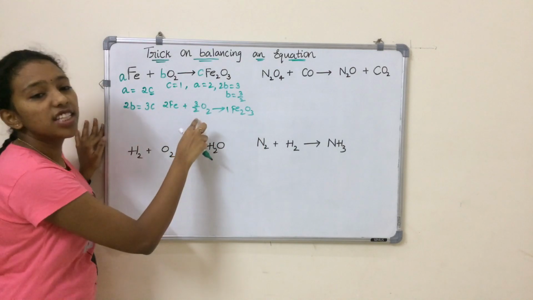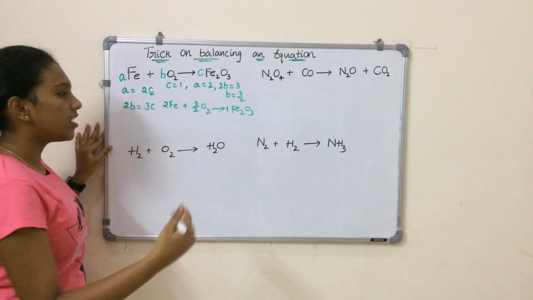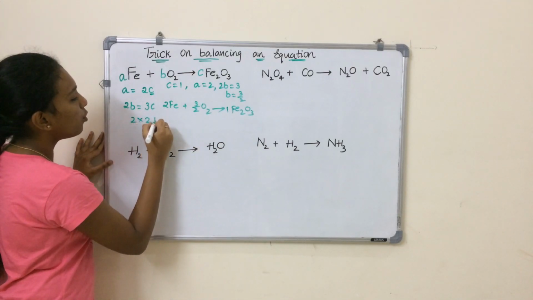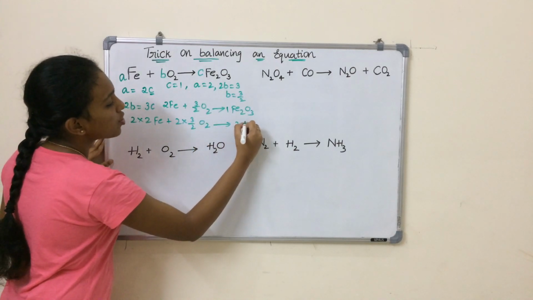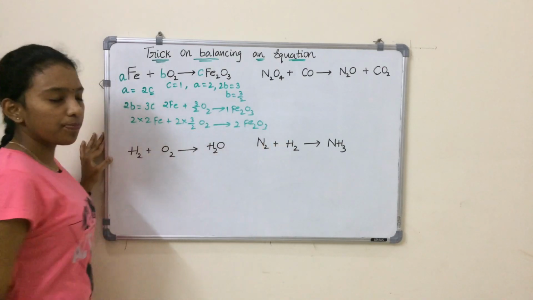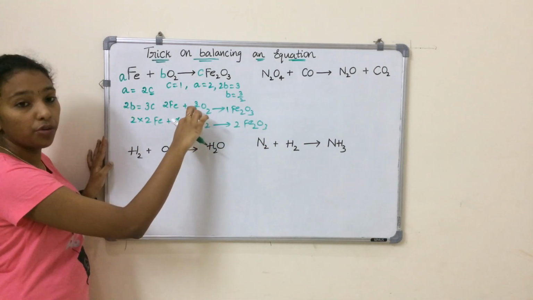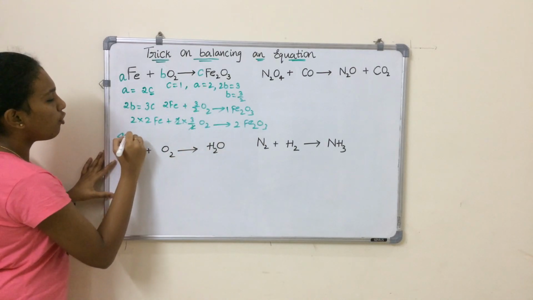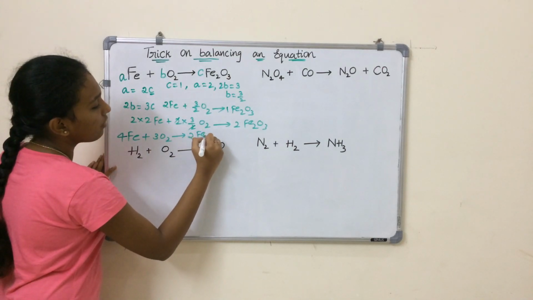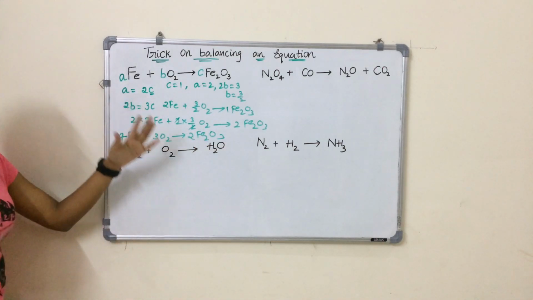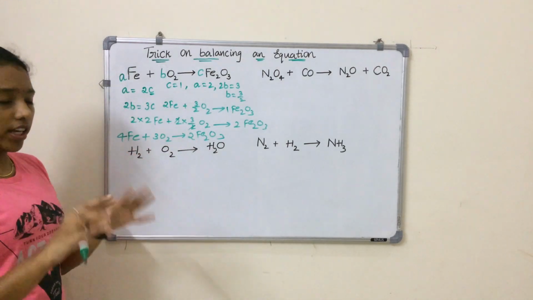So in order to make this fraction into an integer, multiplying 2 on both sides. So 2 into 2Fe plus 2 into 3 by 2 O2 gives 2 Fe2O3. See, now observe these two cancel, the fraction is turned into an integer, that is 3. So 4Fe plus 3O2 gives you 2Fe2O3. This is a simple trick which you can solve within 5 seconds if you learn it.